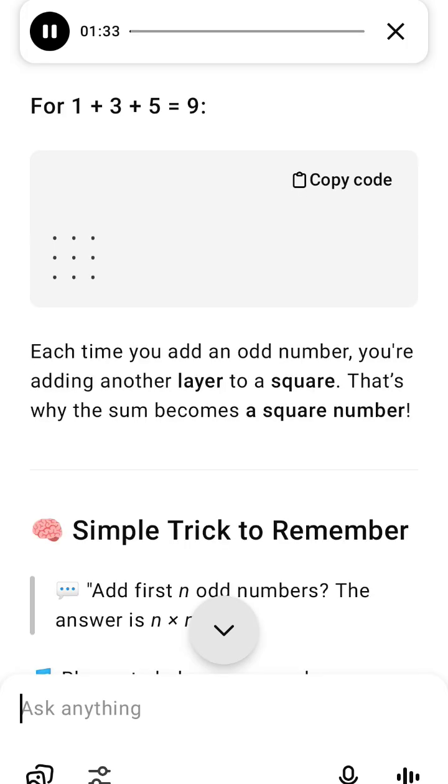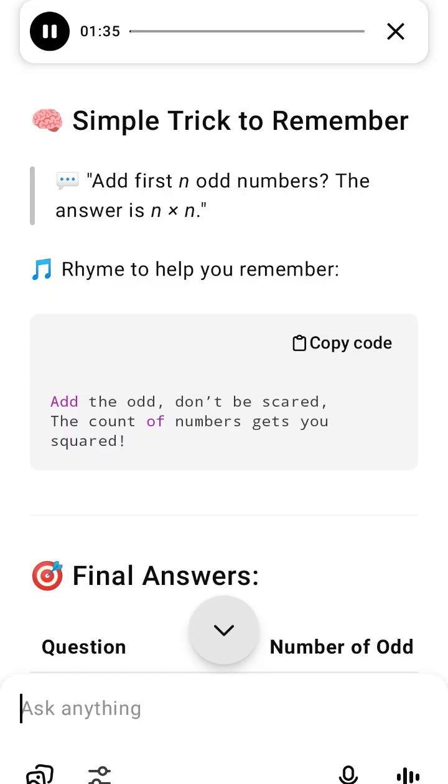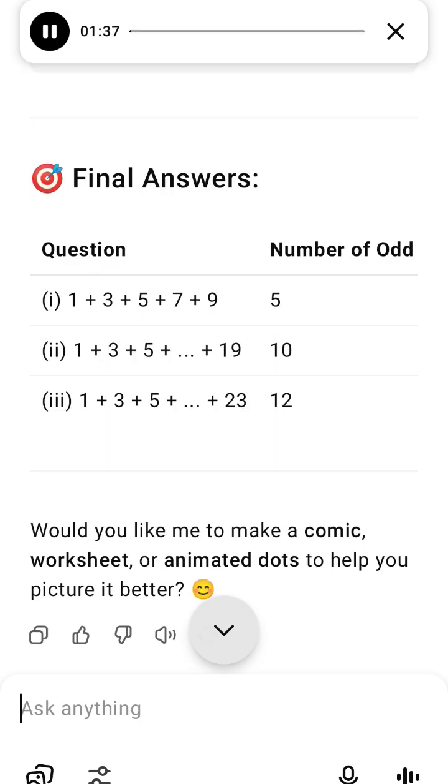Final answers. For each question, find the number of odd terms and use the rule n squared. 1 plus 3 plus 5 plus 7 plus 9: 5 terms, 5 squared, 25. 1 plus 3 plus 5 up to 19: 10 terms, 10 squared, 100. 1 plus 3 plus 5 up to 23: 12 terms, 12 squared, 144.